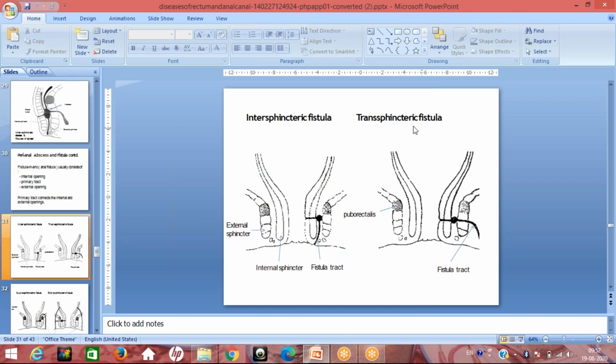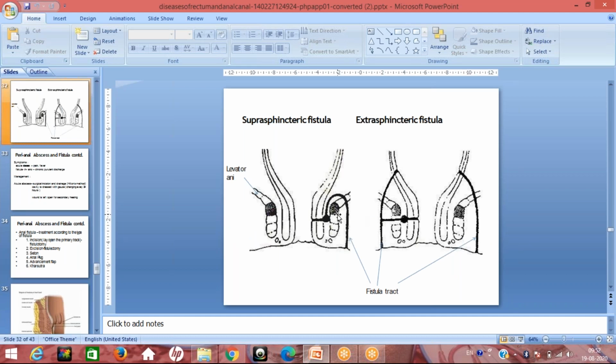Whereas in cases of transsphincteric fistula, the name itself suggests it traverses the external sphincter. So it is known as transsphincteric fistula and opens into the perianal region. Suprasphincteric fistula travels above the level of the external sphincter, whereas extrasphincteric fistula travels completely outside. These are the 4 types of classification of fistulas.